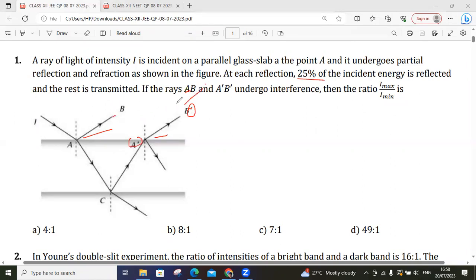So what will be the Imax and Imin? First we will see what their intensities are. If this is I, as they have told, 25% will get reflected, so this will be I by 4 at this point. This will be the reflection. We have done this in the class. This will be 3I by 4. Then here again it is reflecting, so 25% of this will get reflected, that is 1 by 4 of 3I by 4, which is 3I by 16.